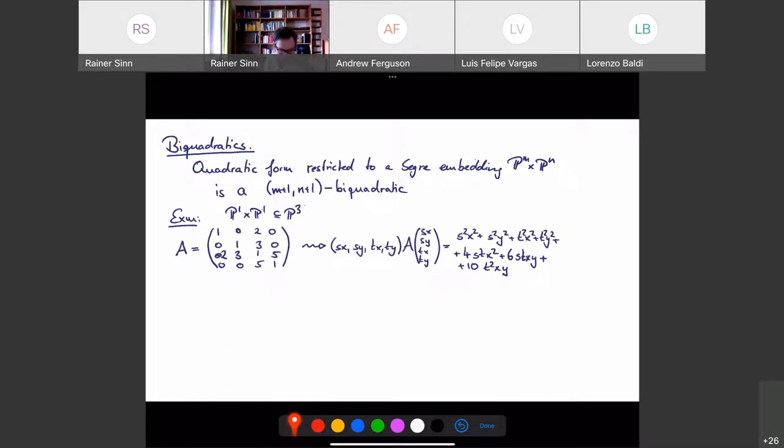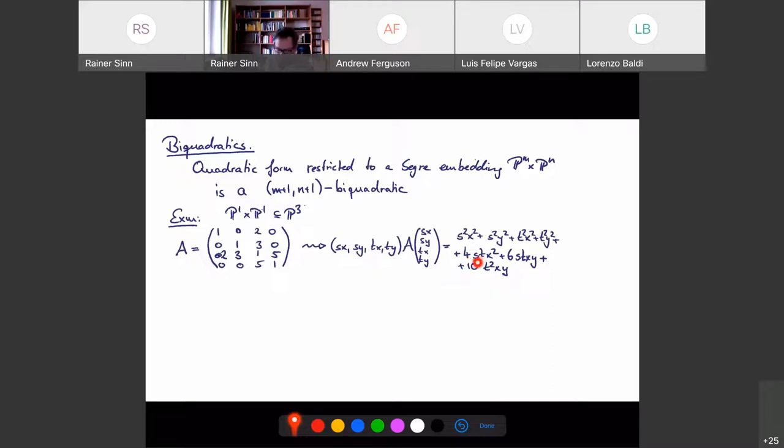Okay, so for example, on P1 cross P1, let's take this quadratic form in four-dimensional space and restrict it to the Segre embedding, which means you plug in a rank 1 matrix on both sides, and I multiplied this out, right? The diagonal entries correspond to the squares. The 1-1 entry is the coefficient of s squared x squared. This is the coefficient of s squared y squared. This one, the coefficient of t squared x squared, and this one of t squared y squared. This is the first line here. So what is this 2? This 2 is 1/2 times the coefficient of sx times tx. This is 1/3, so you take 1/3, and this 2 gives the other half coming from 3/1. So that's why you have a 4 here.